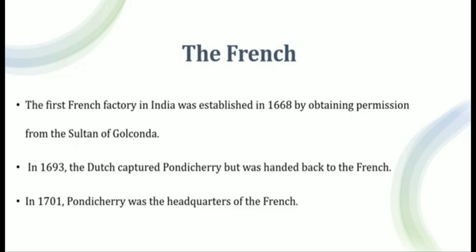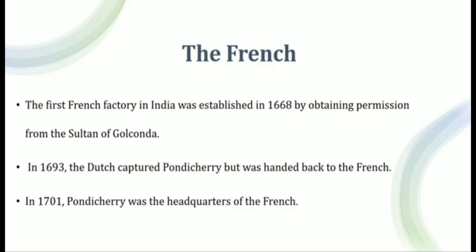Once again, which was the headquarters of the Portuguese? Cochin. Which was the headquarters of the Dutch? Pulicat. Which was the headquarters of the British? Masulipatinam. And the headquarters of the Danes was Tarangambar, in Tamil Nadu. And last, finally, the French. Their headquarters was Pondicherry.